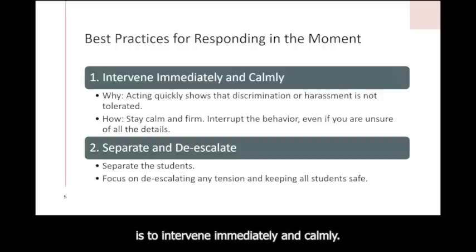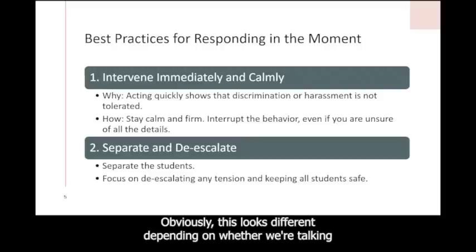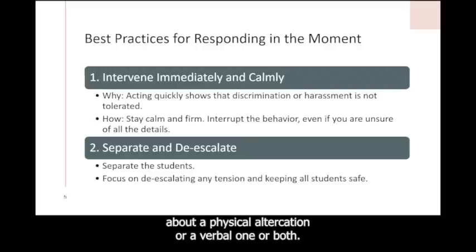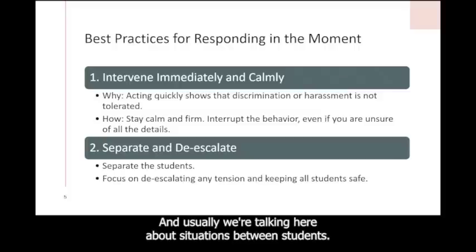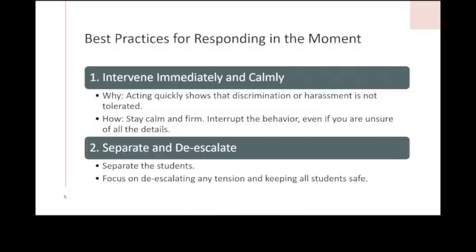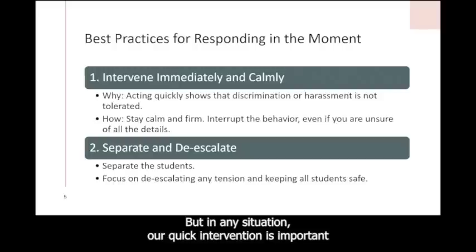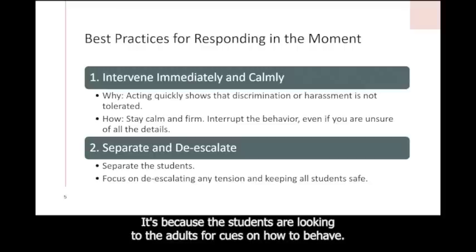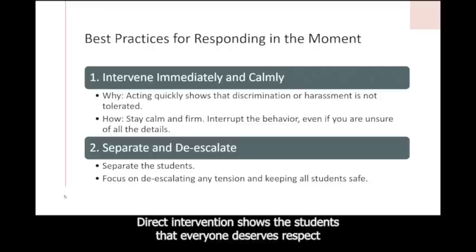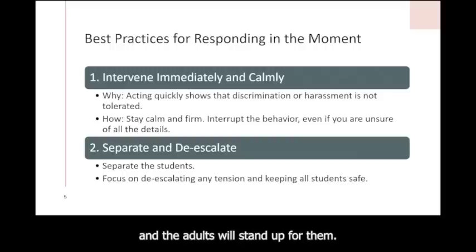Our first best practice is to intervene immediately and calmly. Obviously, this looks different depending on whether we're talking about a physical altercation or a verbal one or both. And usually we're talking here about situations between students. But in any situation, our quick intervention is important for a couple reasons. One, it stops the harm from escalating. Two, it models appropriate behavior for bystanders because the students are looking to the adults for cues on how to behave. Direct intervention shows the students that everyone deserves respect and the adults will stand up for them.